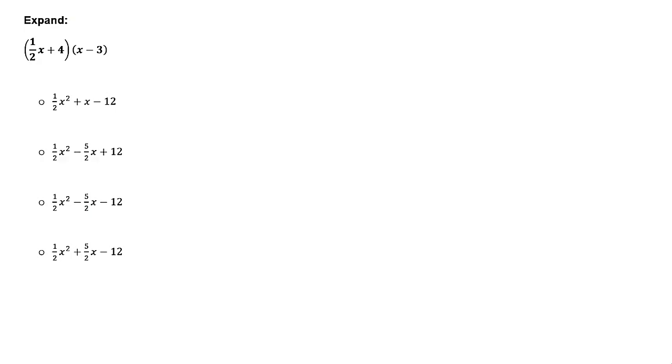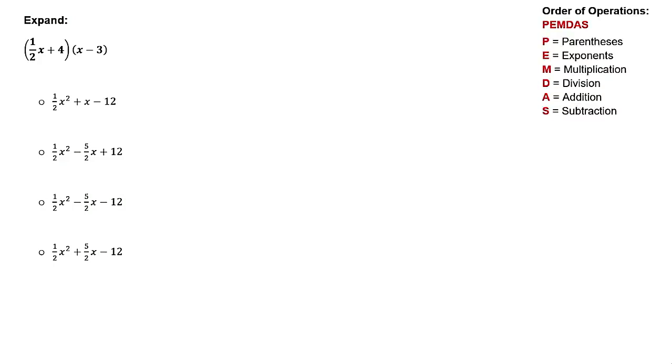Expand. 1/2 x plus 4 times x minus 3. So this really looks like a factored polynomial, so what we're going to use is the FOIL method. And just for reference, I'm going to pop the order of operations up on the screen just so that we have it as a guide. Just as a quick reminder, the FOIL method stands for first, outside, inside, last. So when we have factors that look something like this, then we can work it out something like this.